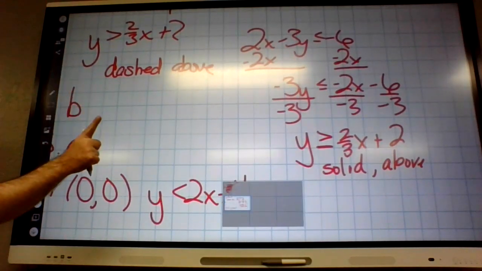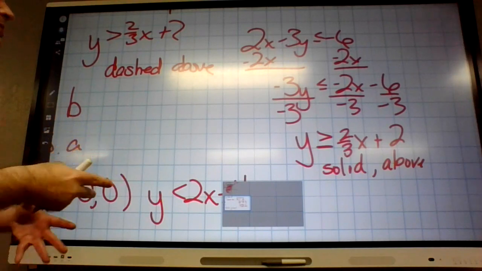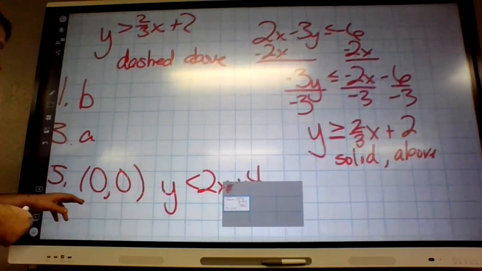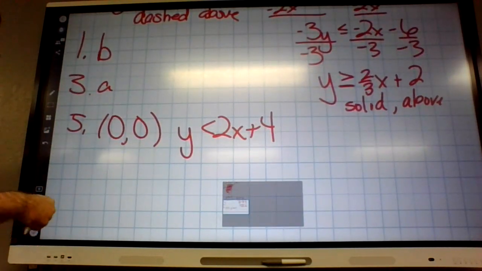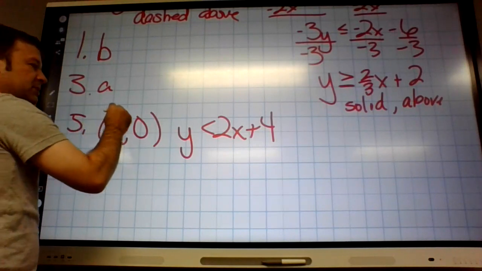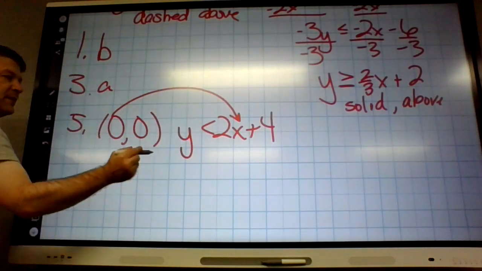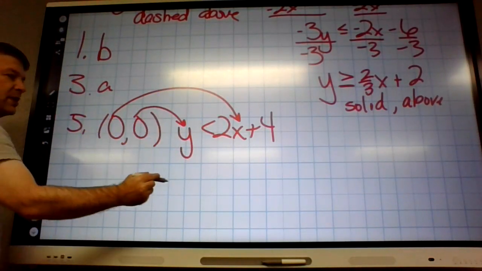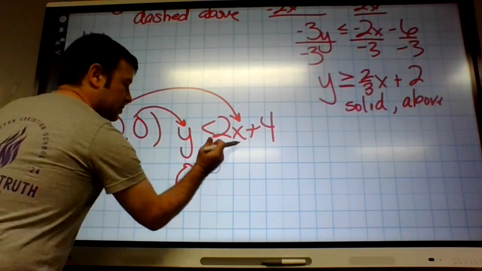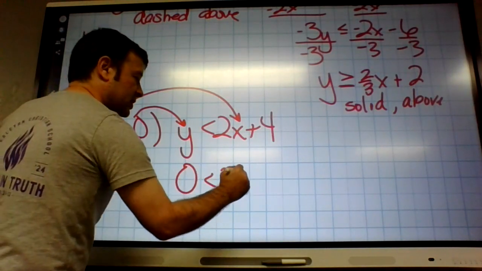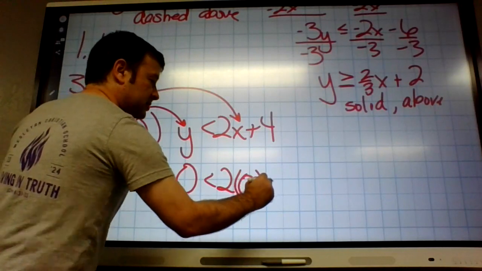Instead of just one solution like an equation usually has, there are actually 2 variables. So plug these in. Remember the first one is the x value and the second one is the y value. So is 0 less than 2 times 0 plus 4?